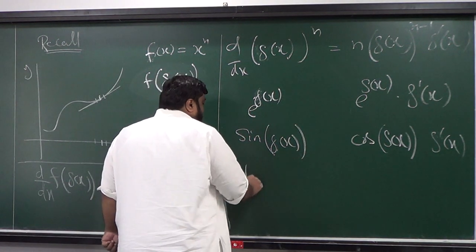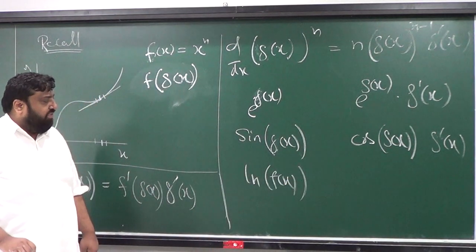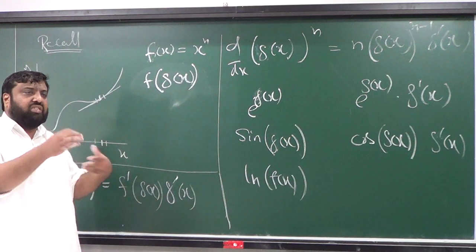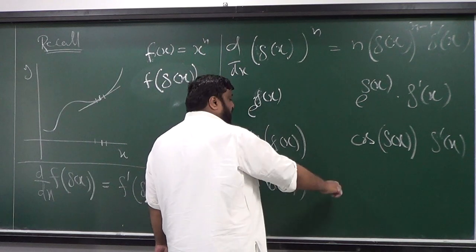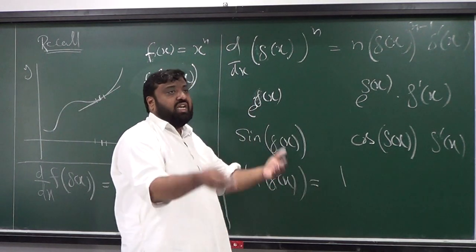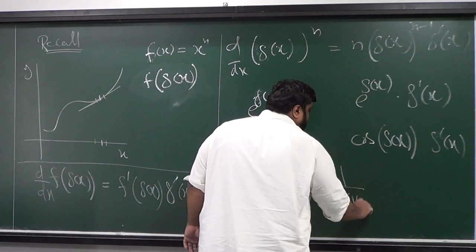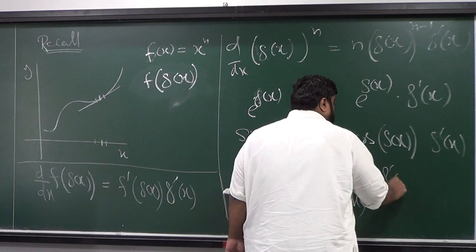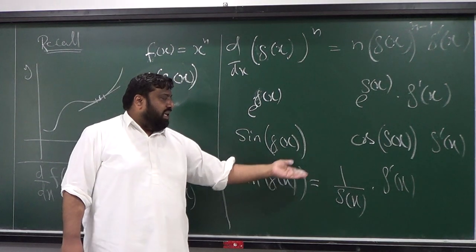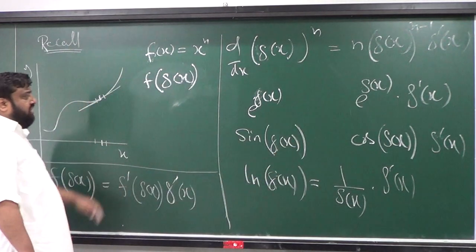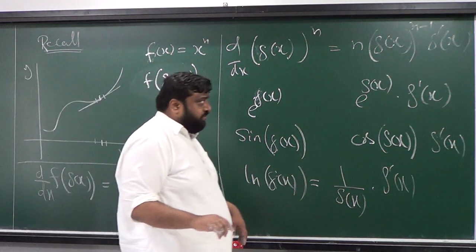If you have, for example, log of g of x, this can be seen as the logarithmic function composed with g of x. So it's going to be the derivative of log x, which is 1 over x, and then replace x by g of x, so you're going to get 1 over g of x times g prime of x. So the derivative of the log is multiplied with the derivative of what is inside it. Similar things are true for all other elementary functions.